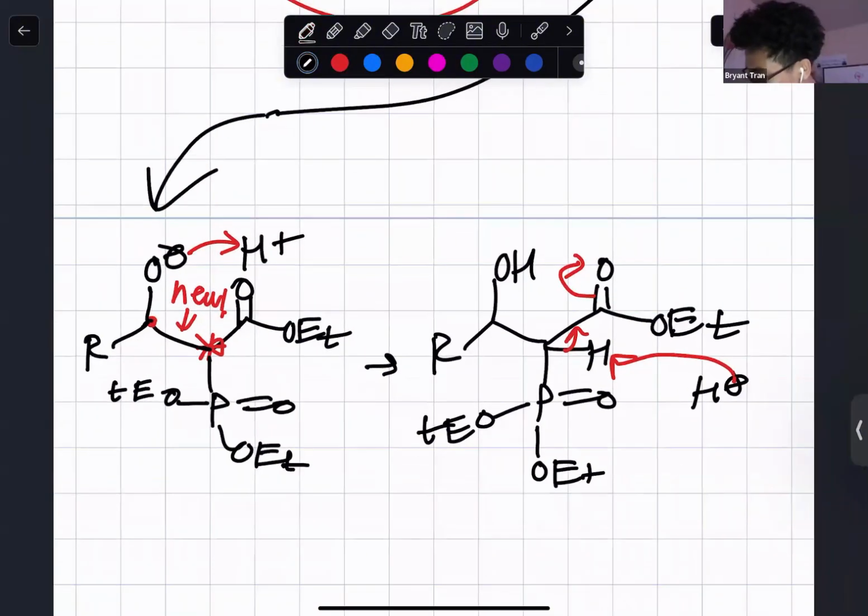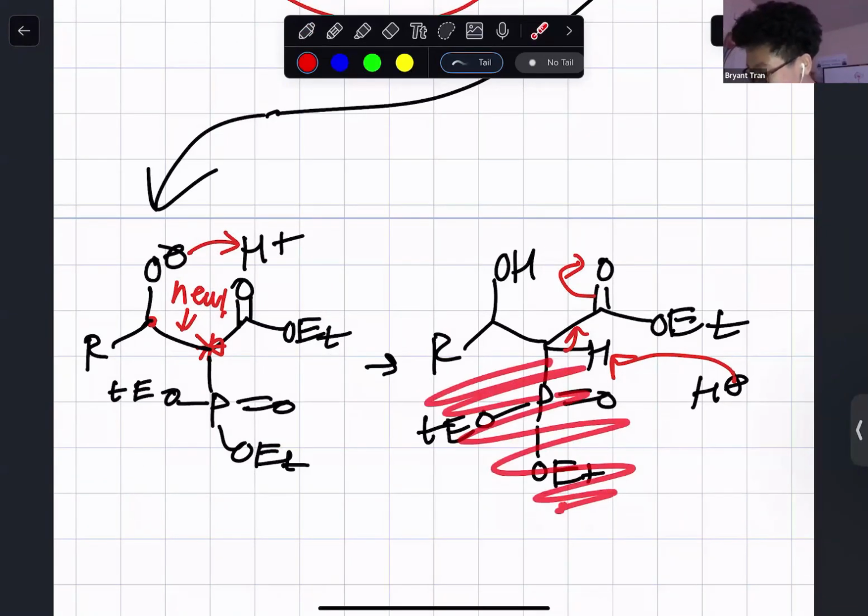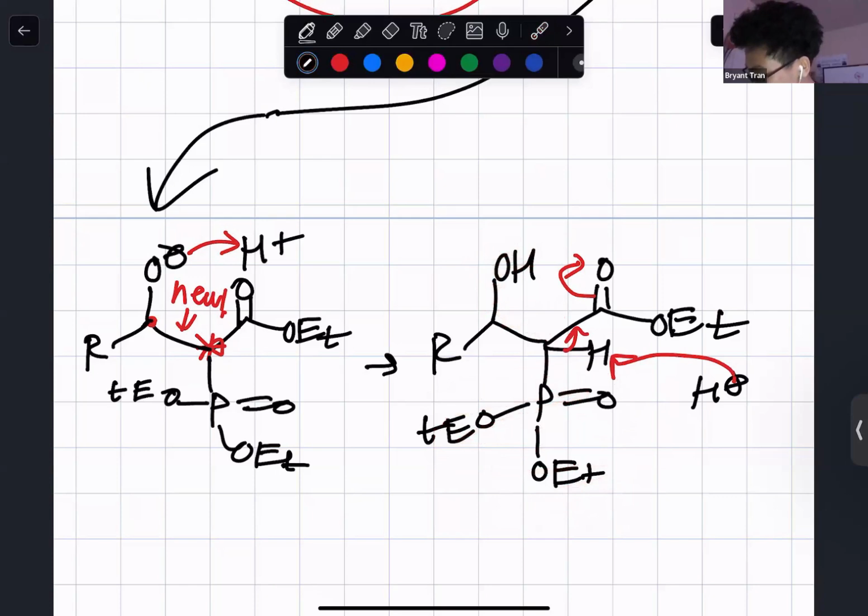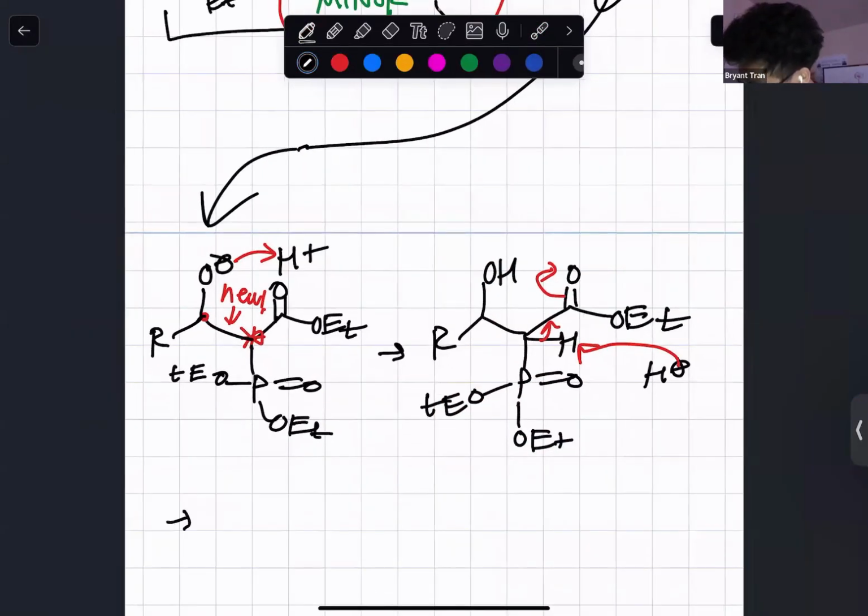I'm getting confused because I know how to get to the final product, but I don't know how I'm going to get rid of this later on. I do know how to get rid of the alcohol and put a double bond between the alpha and beta carbon, but I'm getting stuck on that leaving group right there.